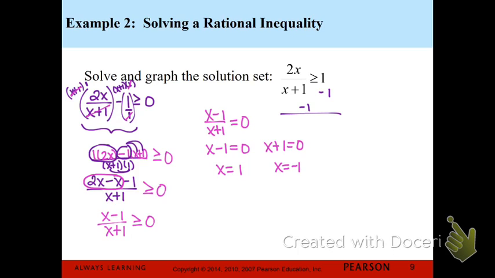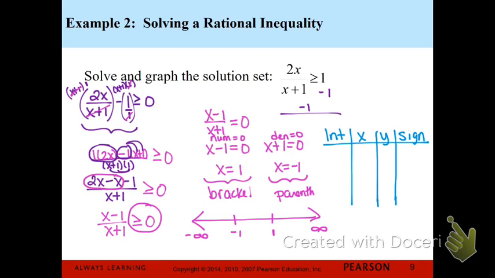Okay, so now tell me, this 1 came from what, the numerator or the denominator? The numerator. So is it going to have a parenthesis or a bracket? Bracket. Now look at your inequality. It has an equal to on it, right? And since it's from the numerator, it means it's going to have a bracket. So the x equals 1 came from the numerator, so we're going to use a bracket. And the x plus 1 came from the denominator, so for its answer, we're going to use the parenthesis.